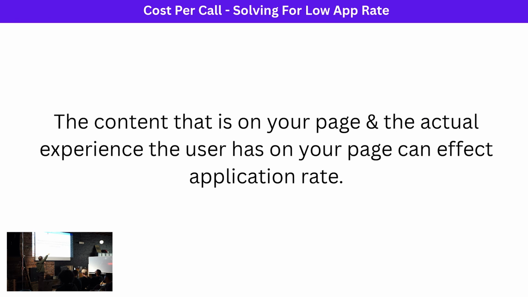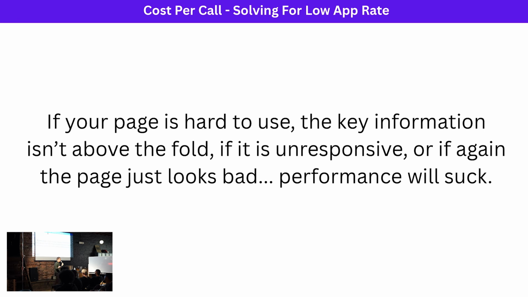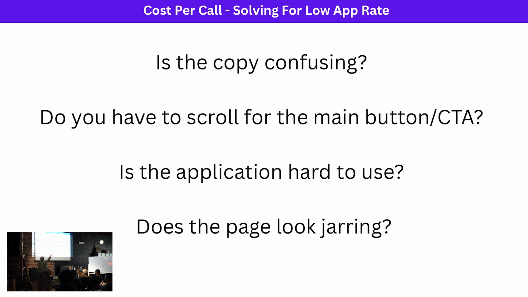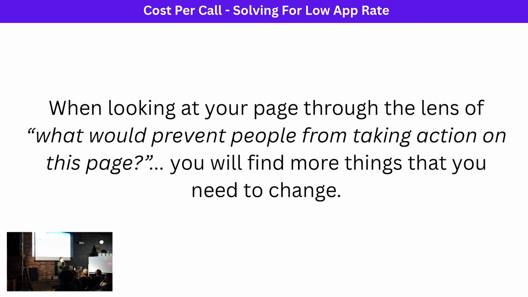So then page experience and info on the page. The content that is on your page and the actual experience the user has on your page can affect the application rate as well. So if your page is hard to use and the key information isn't above the fold, if it's unresponsive, or if again it just looks bad, performance will suck. When reviewing your page, think about what blockers there are that are preventing people from taking action on the page. So copy confusing, scroll for the main button and CTA. I've seen a couple of your guys' landers, and you have to scroll all the way down to get to the application. Is the application hard to use? Does the page look jarring? So when looking at your page through that lens, like what would prevent people from taking action on this page in the first place, you'll find more things that you need to change up.